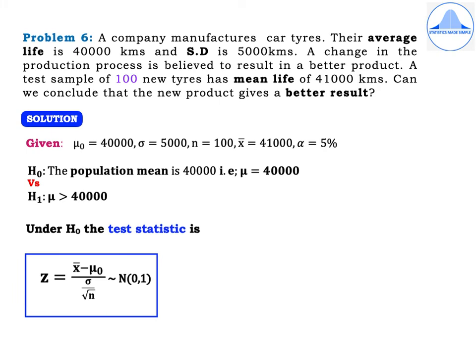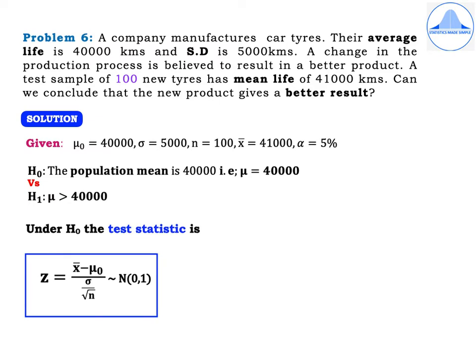Problem 6. A company manufactures car tires. Their average life is 40,000 kilometers and standard deviation is 5,000 kilometers. A change in the production process is believed to result in a better product. A test sample of 100 new tires has mean life of 41,000 kilometers. Can we conclude that the new product gives a better result?